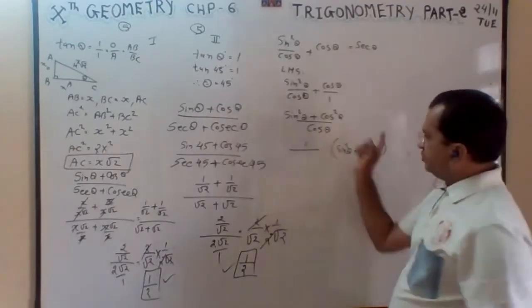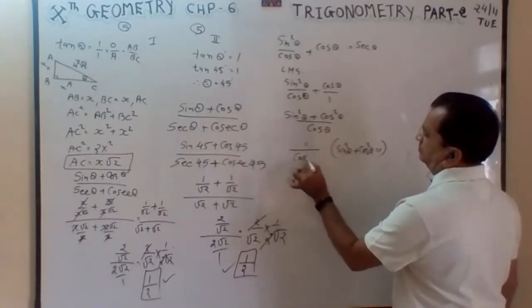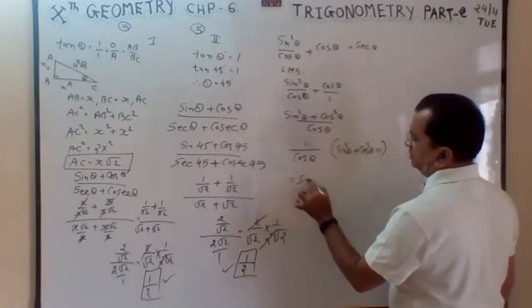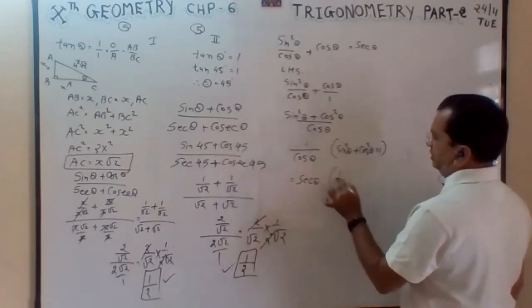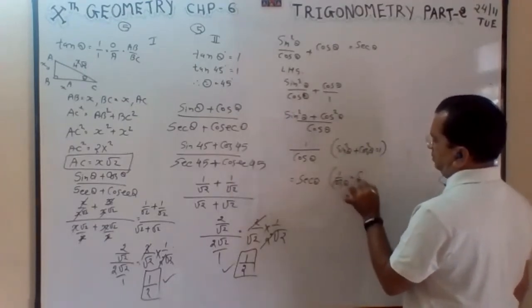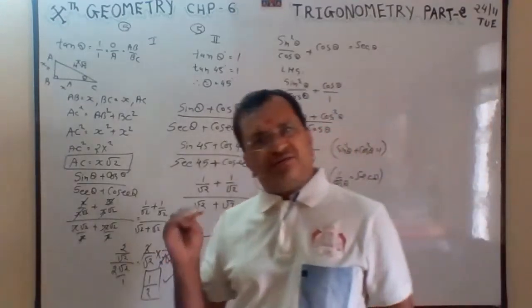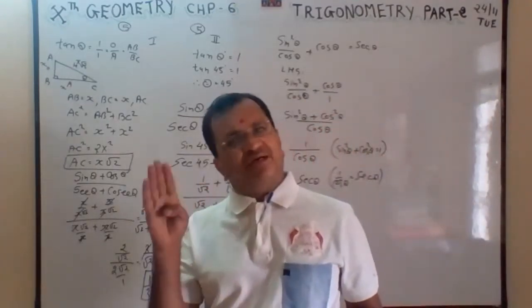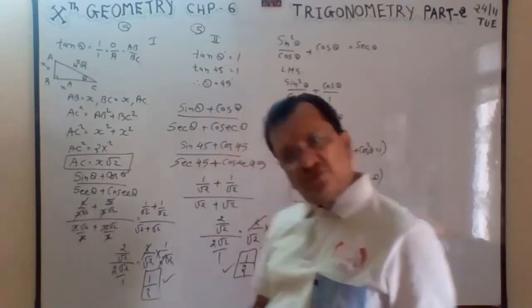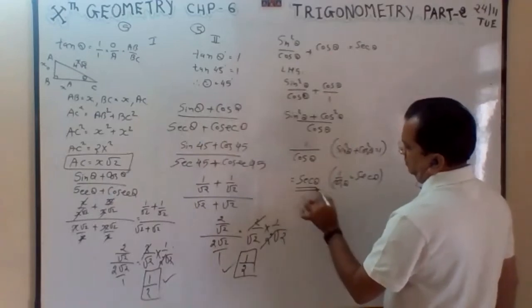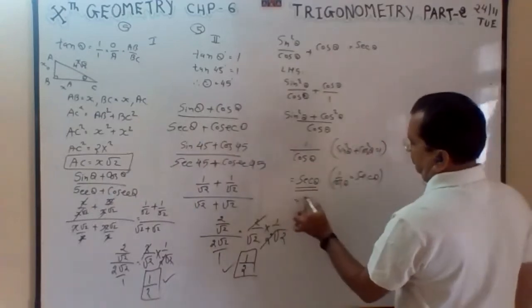First identity, so I am substituting the value. And 1 by cos theta is equal to sec theta. Reason: 1 by cos theta is equal to what you are substituting, that you have to write in the bracket as a reason, otherwise they can cut the marks for toppers. So that is equal to right hand side.